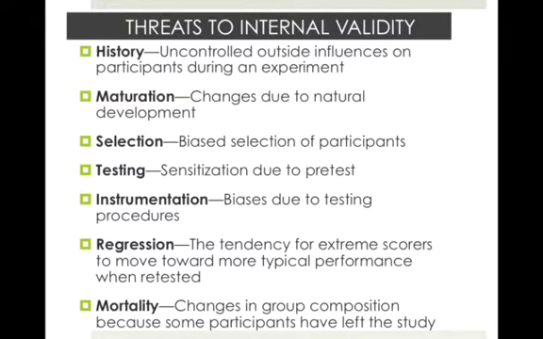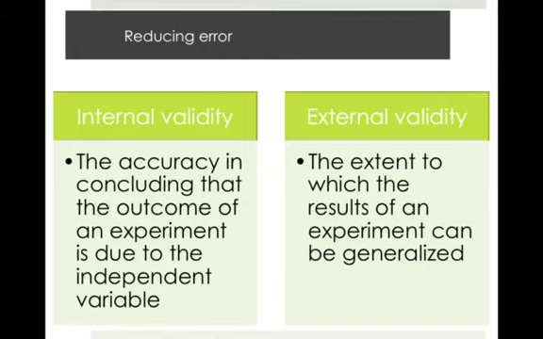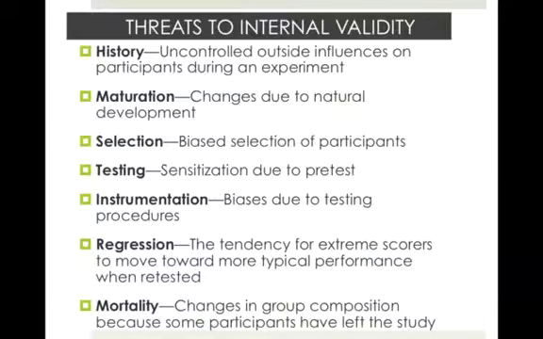So there are threats to internal validity. So let's start with internal validity. Remember, this is the accuracy in concluding that the outcome of the experiment is due to the actual intervention that you put into place. Well, there's history. So there are outside influences on participants during an experiment, which could be causing them to grow in their literacy rates, that has nothing to do with what you're doing. There's maturation.